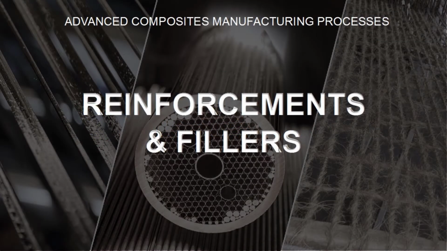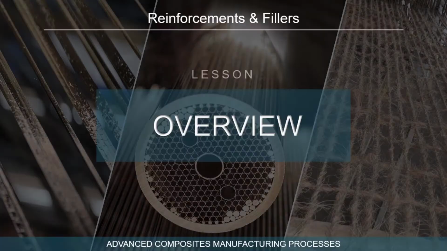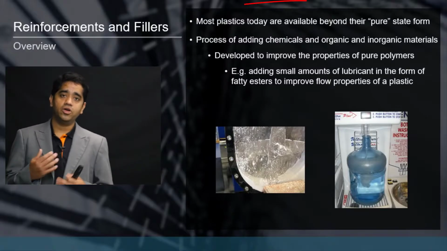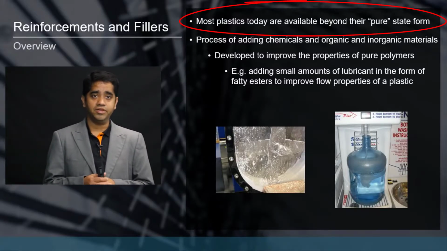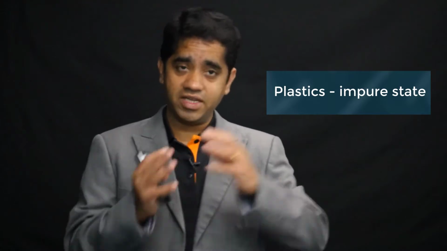Today we'll learn about reinforcements and their forms in the advanced composites thermoplastics manufacturing processes. Most plastics today are available beyond their pure state. If you remember from the very first module, we said polymers are the pure state of the materials, and then plastics, which are polymers plus something else, are the impure state. So basically, plastics are beyond the pure state of polymers.